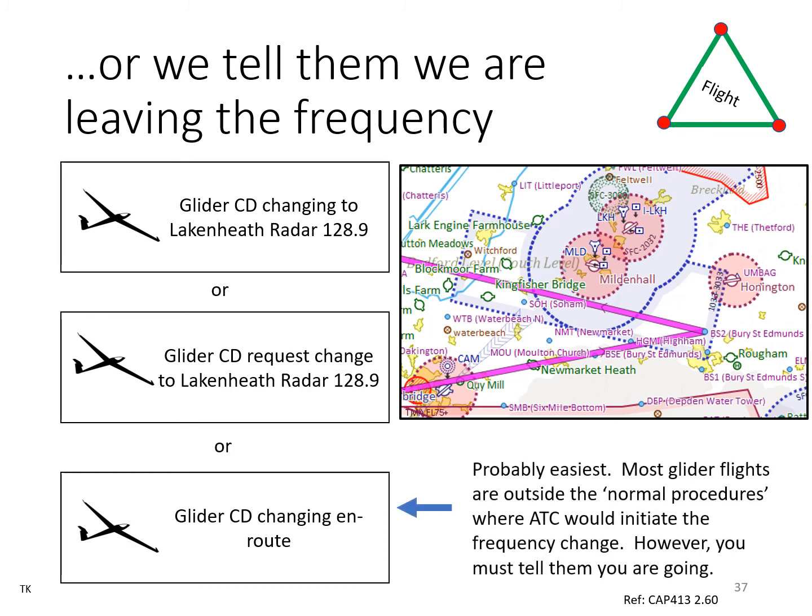The last of these is probably easiest. Most glider flights are outside the normal procedures where air traffic control would initiate the frequency change. However, we must tell them that we are leaving the frequency.